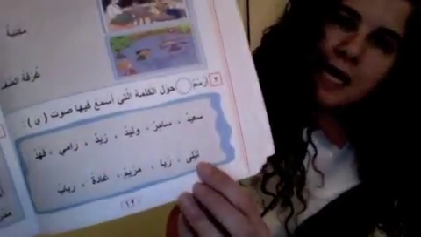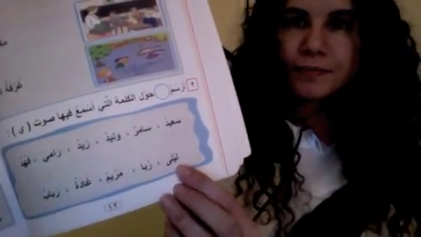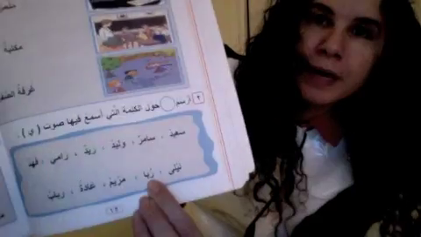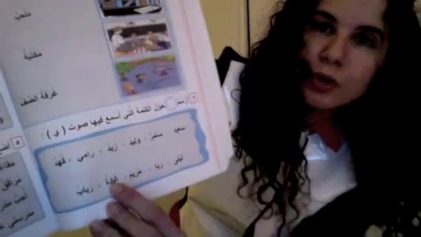Next line. Layla. Ruba. Next. Maryam, Maryamu. Then Ghadatu. Last word. Rababu. So where did you hear the long E sound? Which letters? Which words had the ya or the long E sounds?